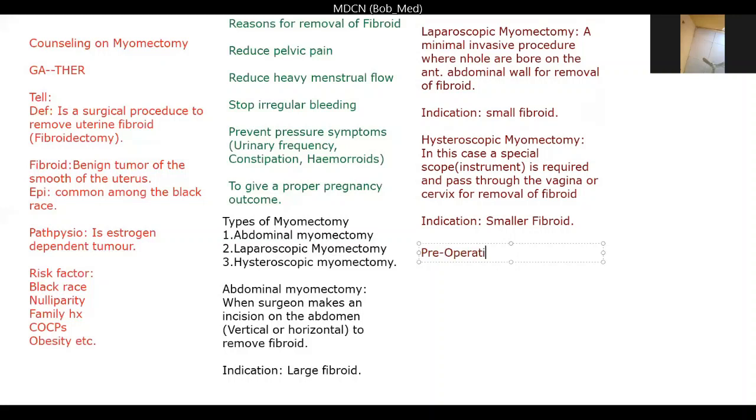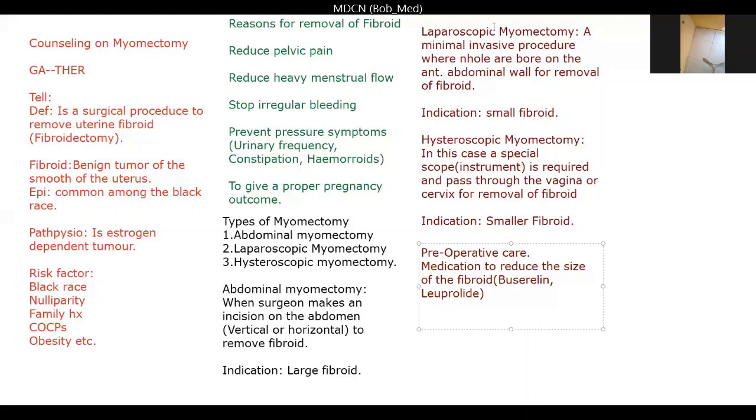So preoperative care. There are certain things you do to the patient. You give medications to reduce the size of the fibroid. What kind of medication are you going to be giving to this patient? A medication such as your buserelin, your goserelin, your leuprolide, depending on which one is selected in the hospital. Okay, so this is a preoperative care.